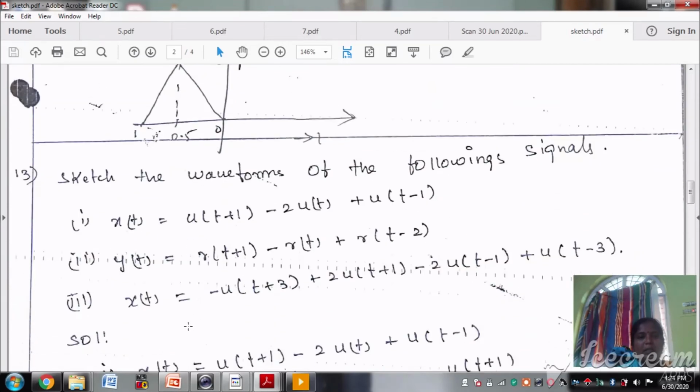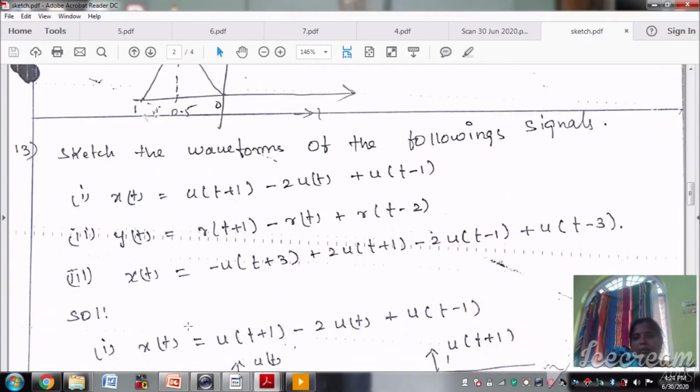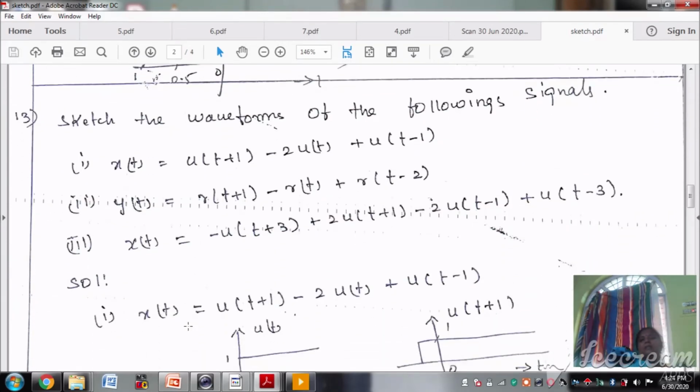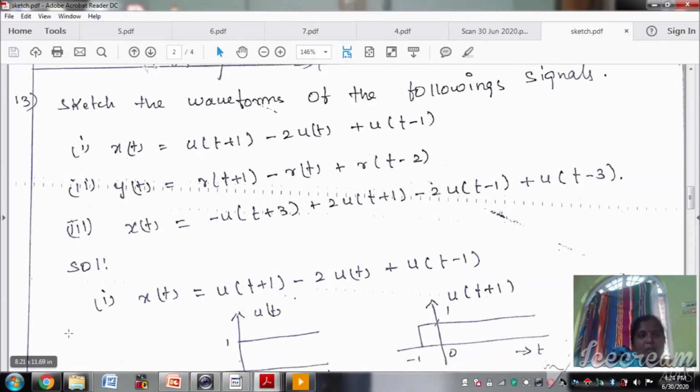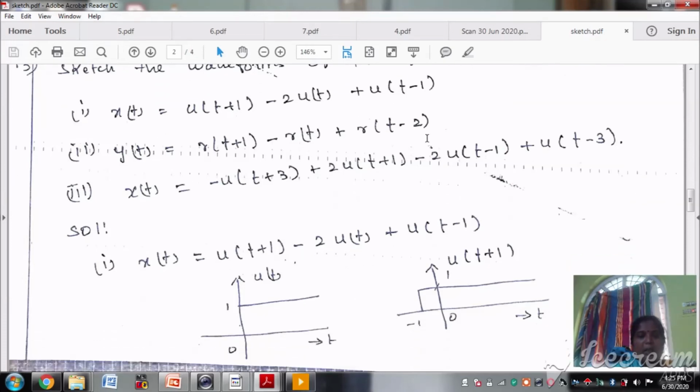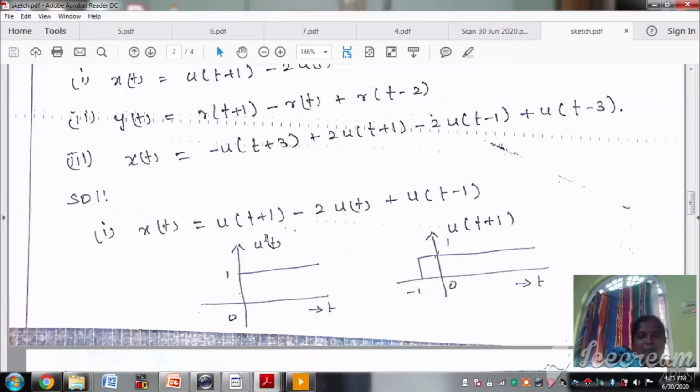Now the next one is sketch the waveforms of the following signals. So here you have to sketch the signals and you have to find x of t, y of t. Now x of t is u of t plus 1, plus 2 into u of t, minus u of t minus 1. Now u of t is nothing but your unit step signal. The amplitude will be 1. It varies from 0 to infinity.